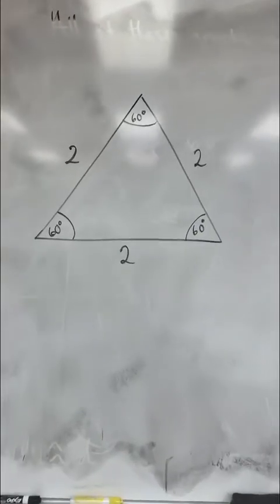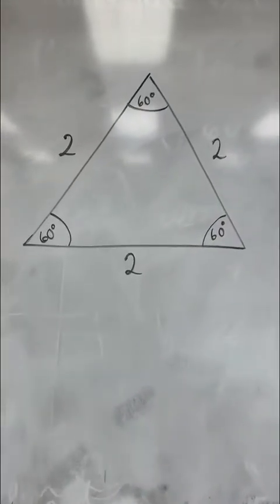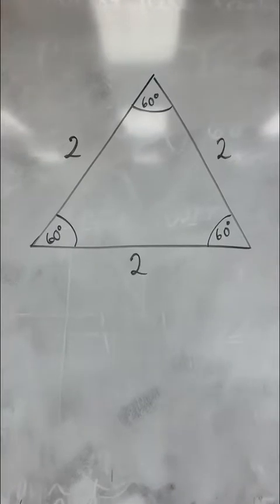All right, today I'm going to go into the special right triangle, the 30, 60, 90 special right triangle, how it's derived and where the special ratios come from. So the 30, 60, 90 special right triangle begins with this triangle here.